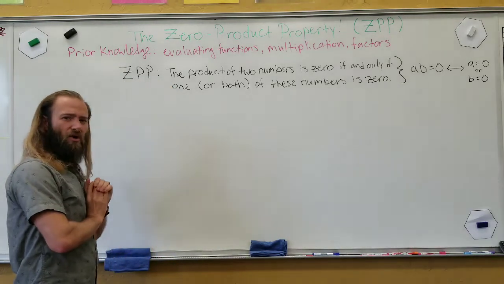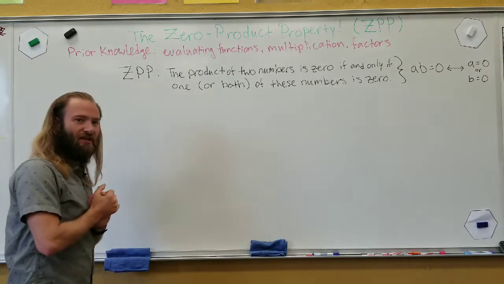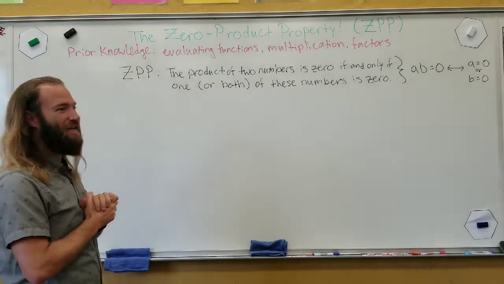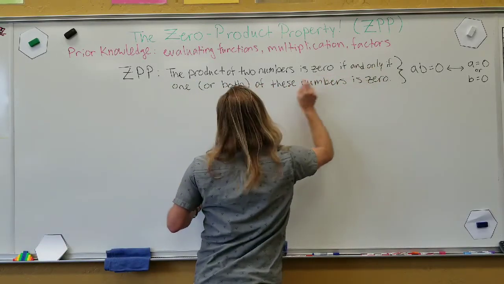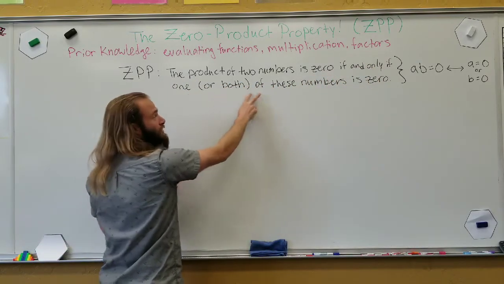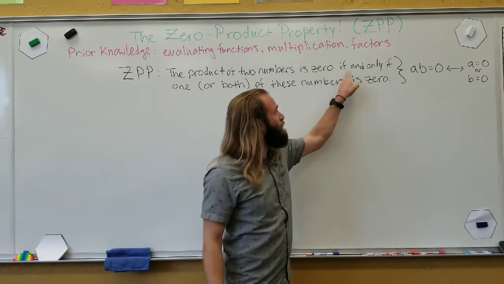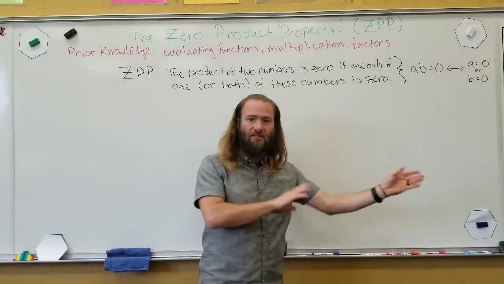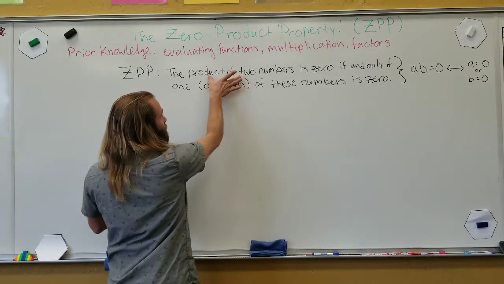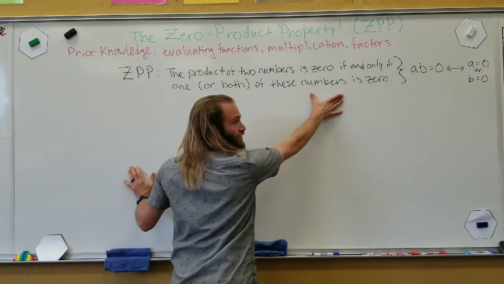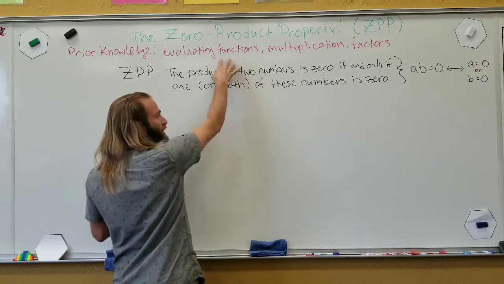So let's go ahead and start out with this, and we'll tell you exactly what the ZPP is. Generally, I find that students don't have too hard of a time understanding this one. It states that the product of two numbers is 0 if and only if one or both of those numbers is 0. Now I remind you, we've talked about this before, but the phrase if and only if just means that it goes both directions. So if the product of two numbers is 0, then one of these numbers is 0. But also you can go the other way. If one of the numbers is 0, it means the product must be 0.